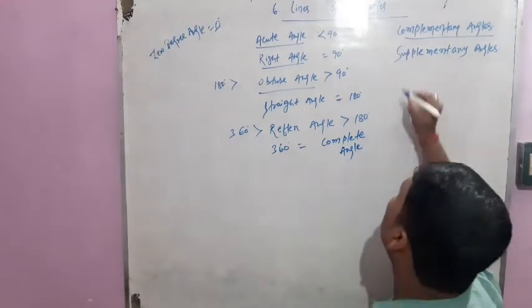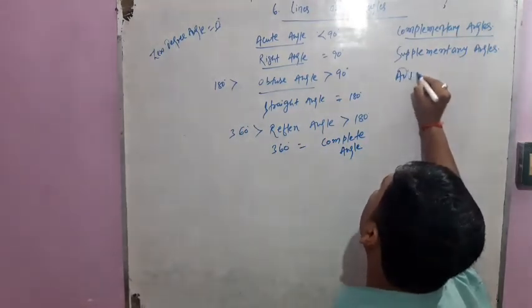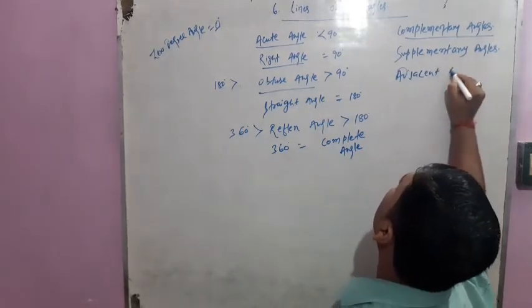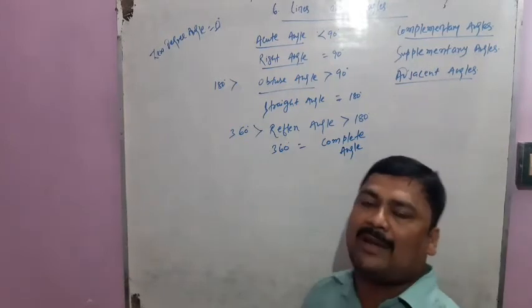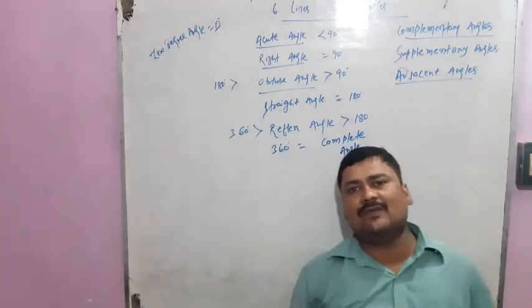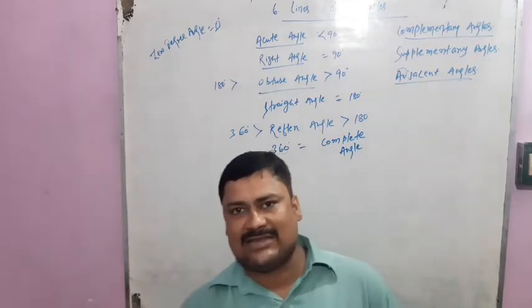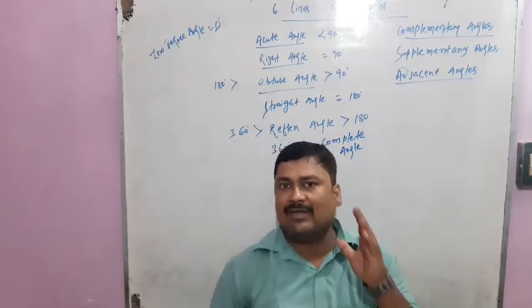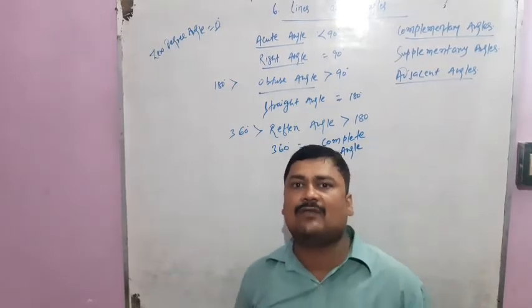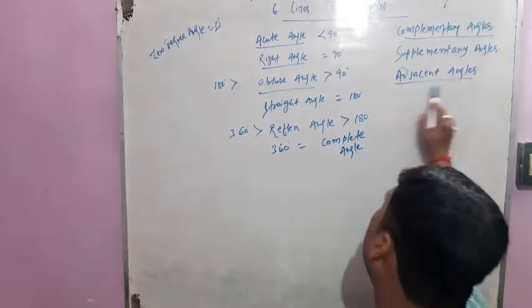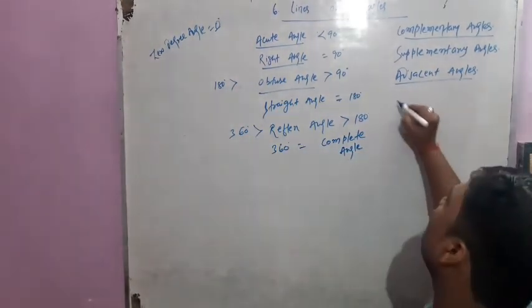The next is adjacent angles. Such two angles having one common arm and their non-common arms lying on opposite sides of the common arm are called adjacent angles. Similarly, vertically opposite angles.